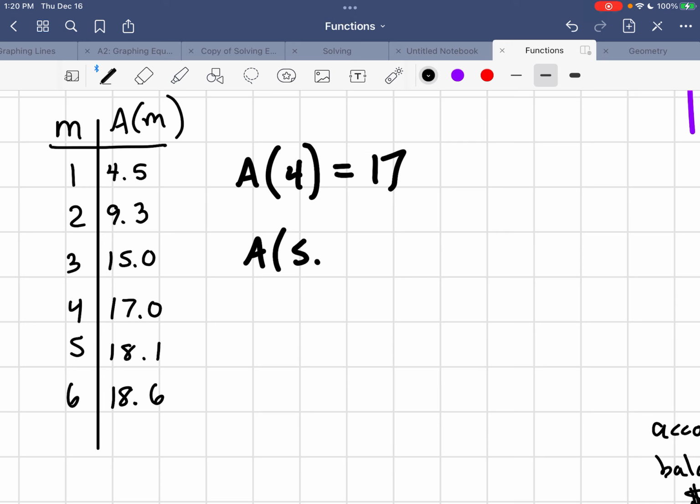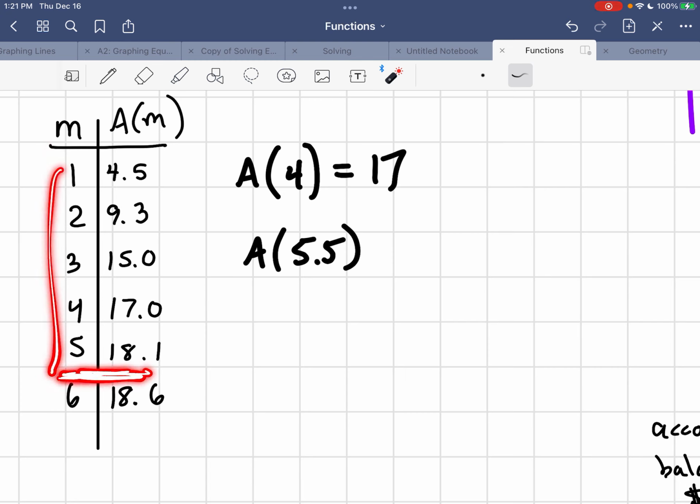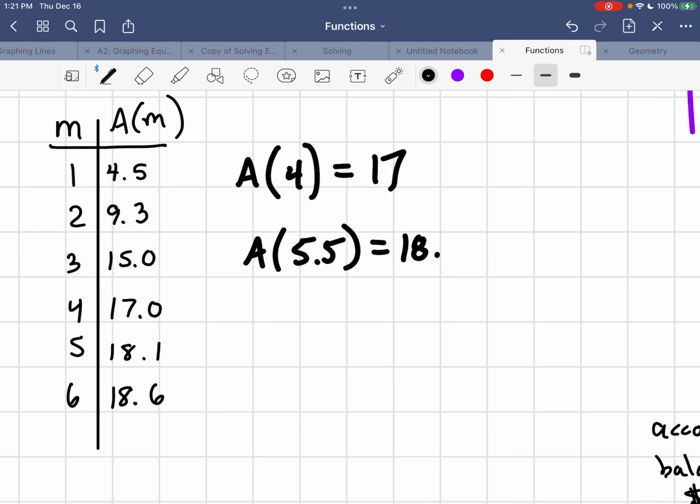The answer is 17. Now it might be a little bit different than that. I might ask you, let's find A of 5.5. Notice that you don't find that here, okay? And it might even say to estimate. So we know that it's halfway here. So the best that we can do is use these two values and find something right in the middle of them. 18.35 would be right in the middle. Okay, and instead of equals, I might just cover myself by saying approximately 18.35.